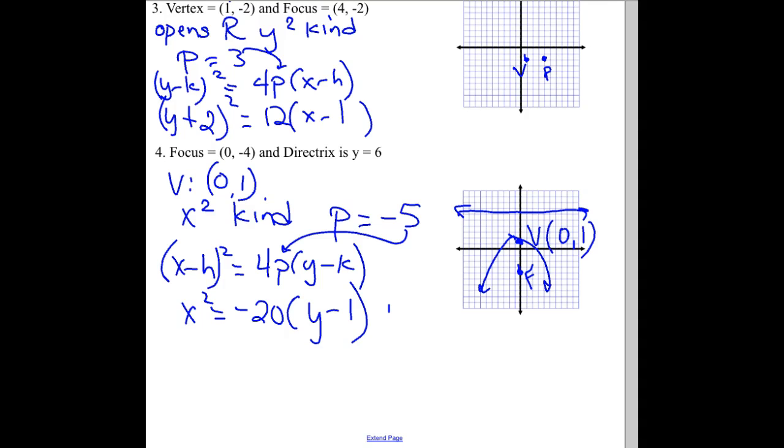Okay. So focus today is on shifting that parabola so the vertex isn't at the origin anymore. Okay. Again, I want you to be memorizing this type of equation for parabolas, right? The x squared kind, the y squared kind.